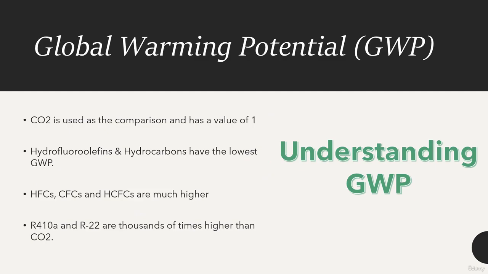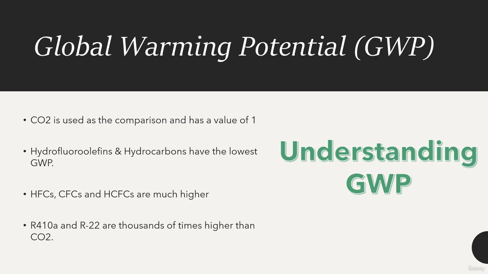When talking about global warming potential, or GWP, of refrigerant, CO2 is used as the comparison baseline. It has a value of 1. When dealing with hydrofluoroolefins and hydrocarbons, they have the lowest GWP. HFCs, CFCs, and HCFCs are much higher. For example, R410A and R22 are thousands of times higher on the GWP scale than a natural refrigerant like CO2.